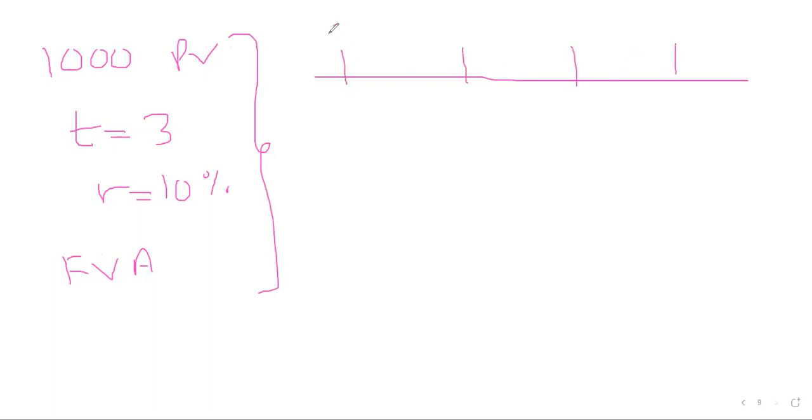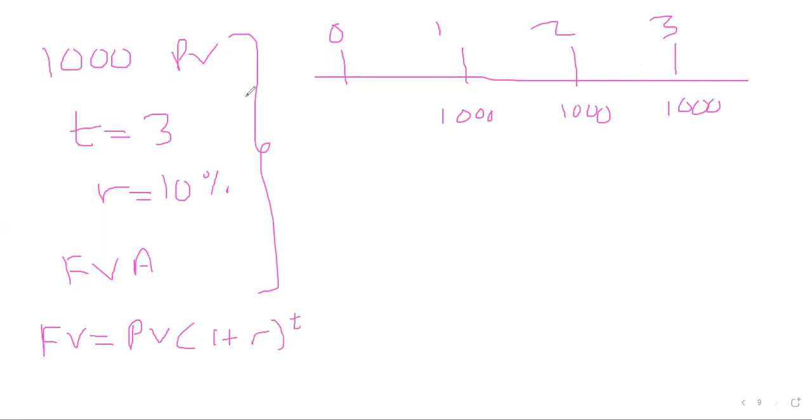Number 1, $1,000, $1,000, $1,000. So how much will he have at the end of 3 years? So now, ideally, he's been depositing 1,000 at the end of the year. So we know the normal future value formula is simply present value times 1 plus R to the power of time.